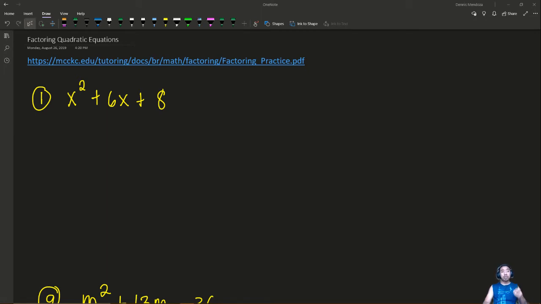So we are going to learn more about factoring, and this time we are going to study the factoring of quadratic equations. Of course, quadratic equations are equations na ang pinakamataas na exponent ay second power, to the second power, and it is a trinomial.